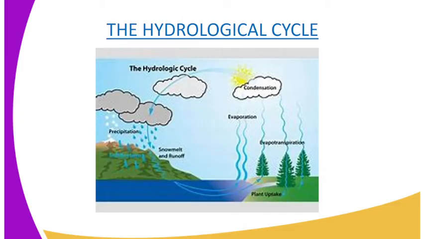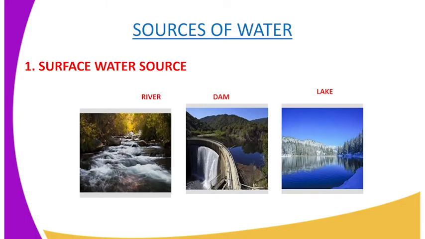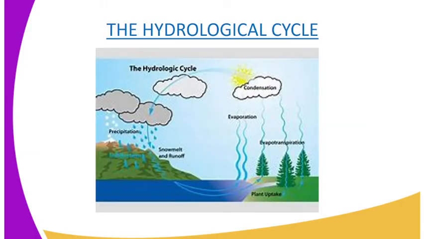And what is the hydrological cycle? The hydrological cycle refers to a series of stages which water undergoes from the ground to the atmosphere and then back to the ground. And for the water to be moved from the ground, there are two processes which are involved: there is evaporation and also there is transpiration.